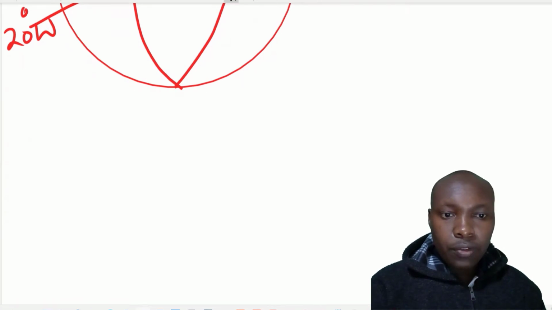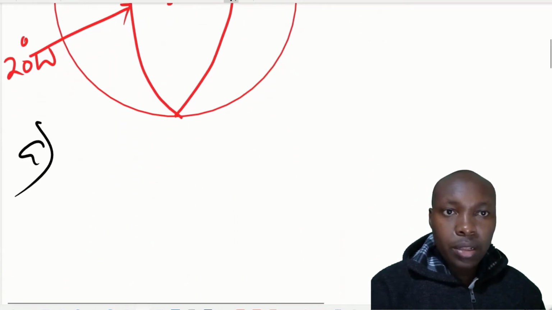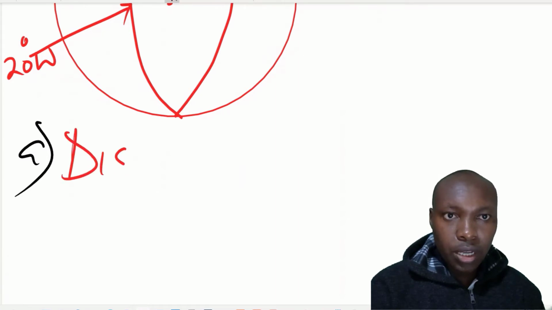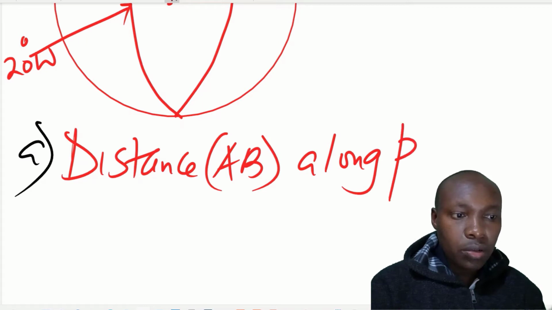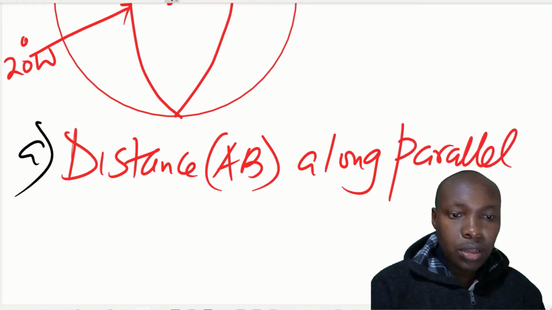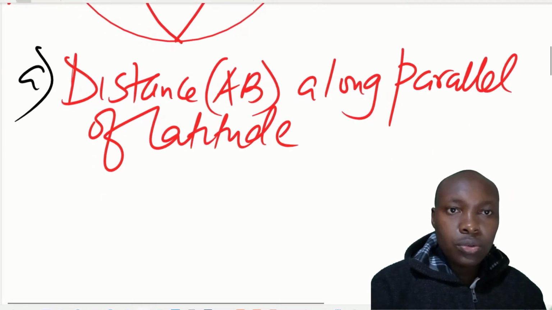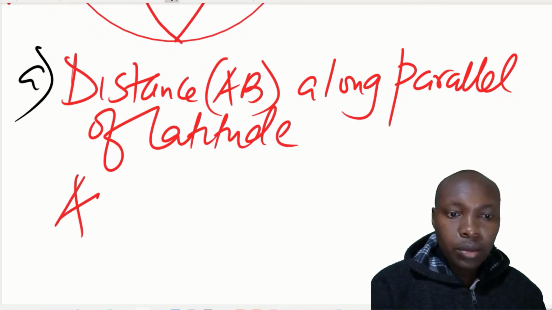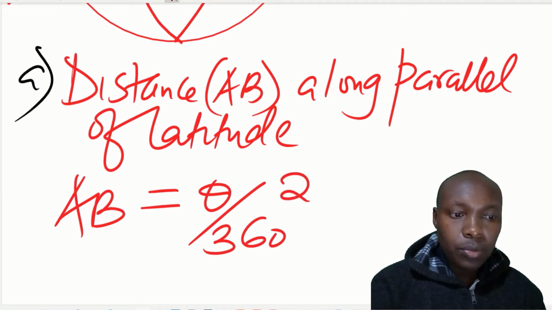Now let's go to the first part of the question that requires us to get the distance AB. That is the distance along the parallel of latitude, or distance along the small circle. So distance AB is the distance along the parallel of latitude. To get that distance, we need to identify the formula, and the formula we use to get that distance in kilometers is theta over 360 multiplied by 2 pi r cosine of alpha.